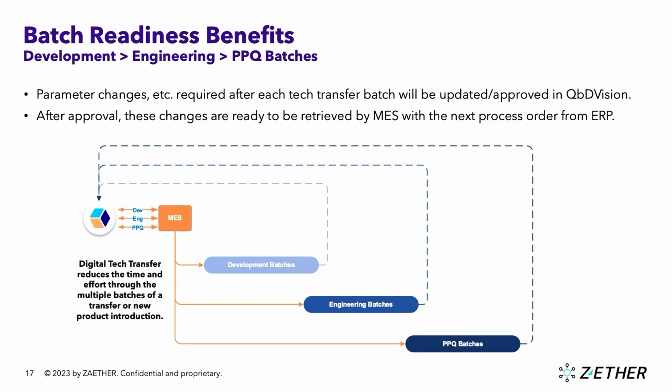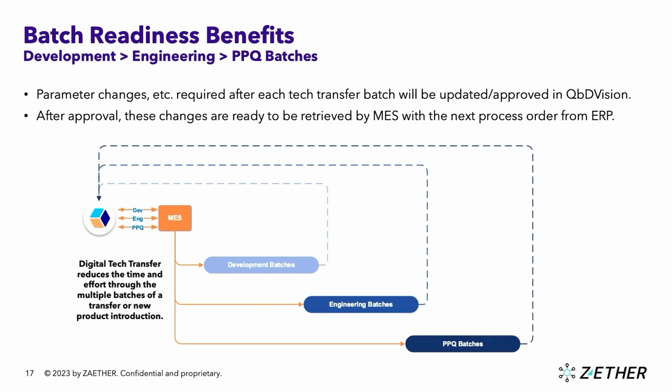During that dev batch's 40, 50 day cycle, you find things that need to change, which happens, right? So all of a sudden these values need to change. Now somebody can go back to the process scientist, back into QbDVision while the batch is running, make those changes, get them approved, and as the process evolves, those things can happen.